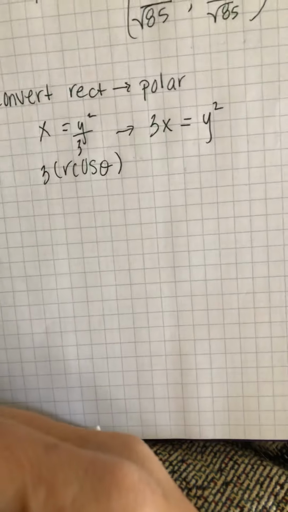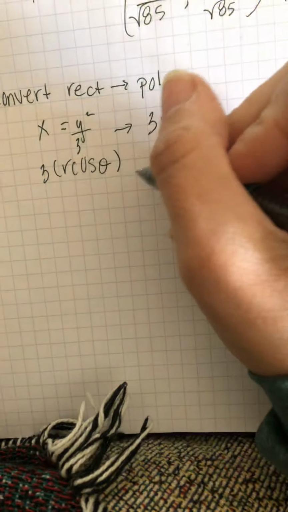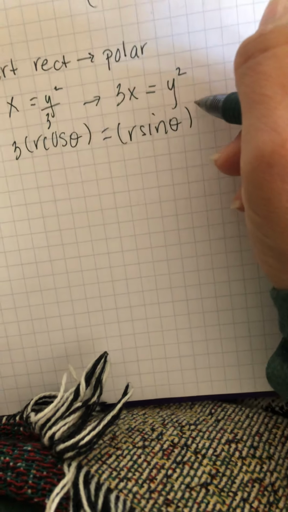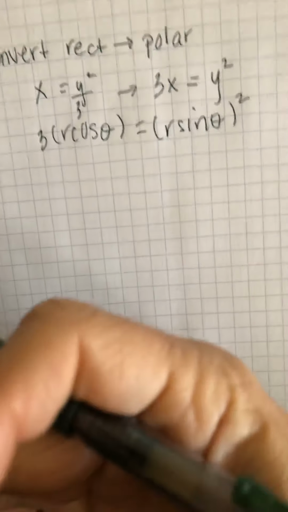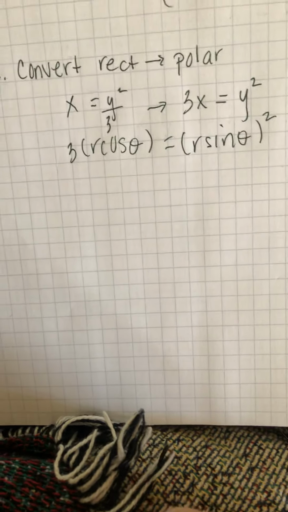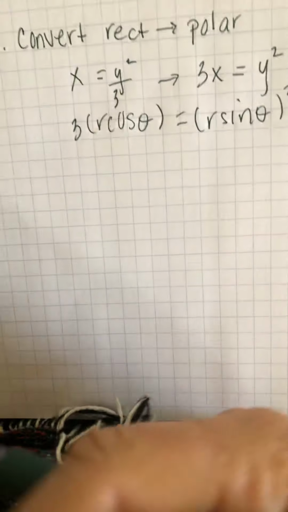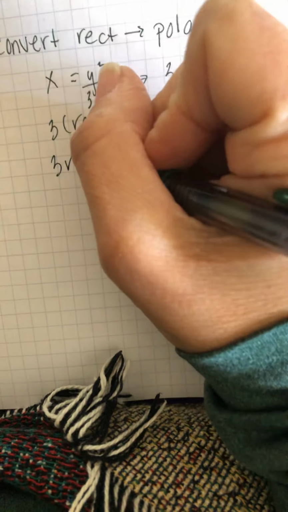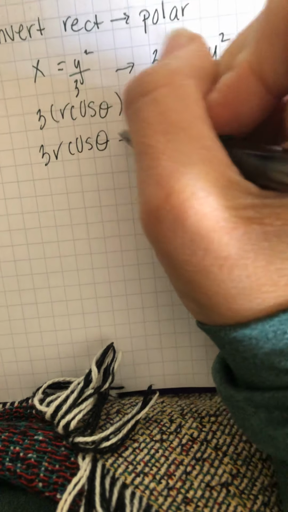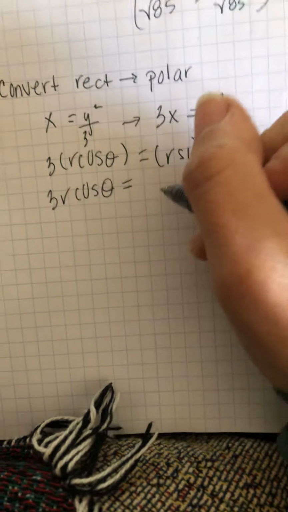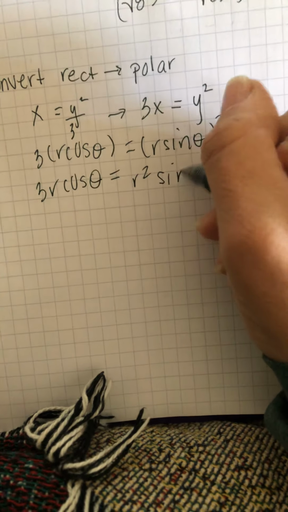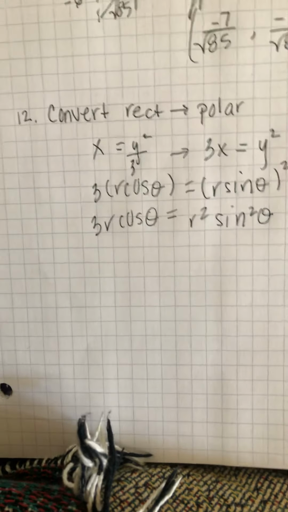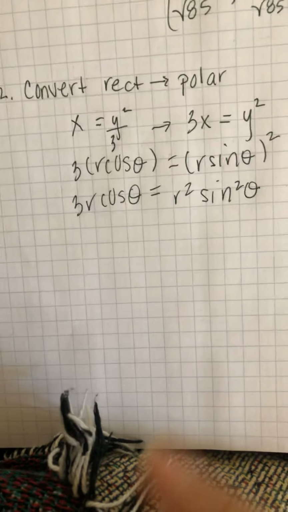r cosine theta. And we know that y represents our r sine theta. So that's going to be our r sine theta squared. So from here, I mean, there's a lot of ways that you can do it. So I distributed the 3, I multiplied out the r sine theta. So that gave me 3r cosine theta equals r squared sine squared theta.